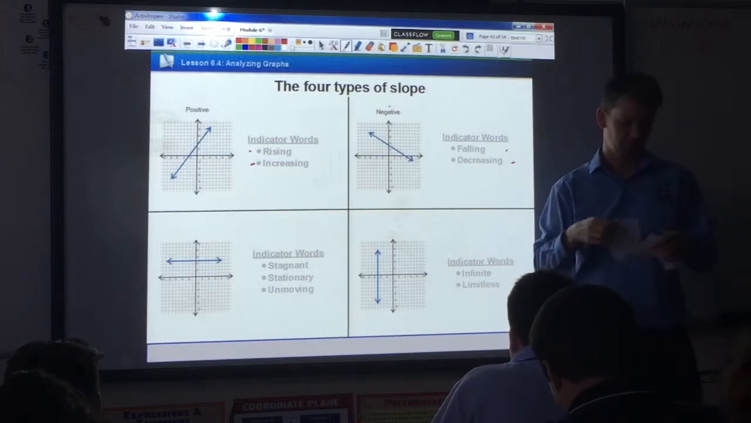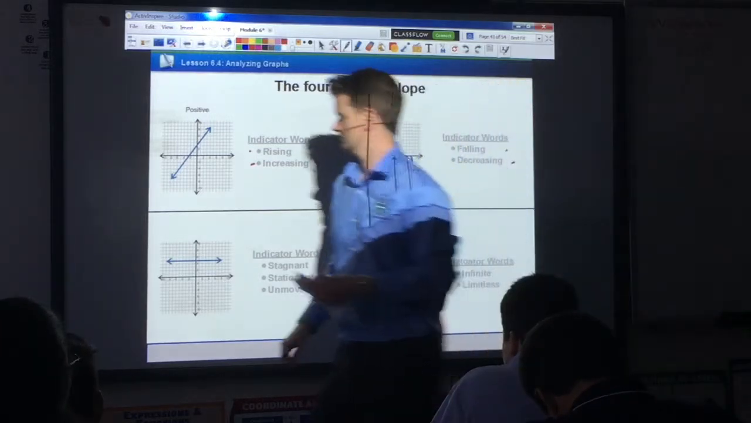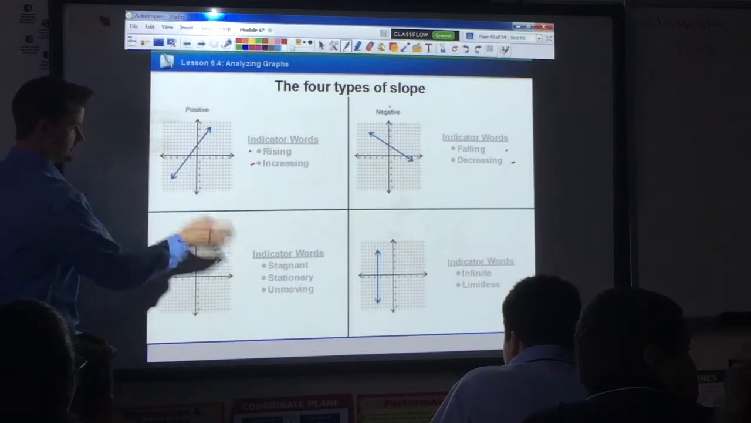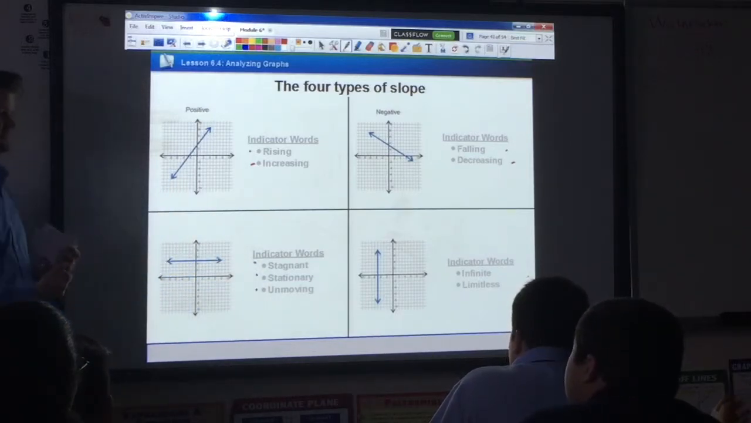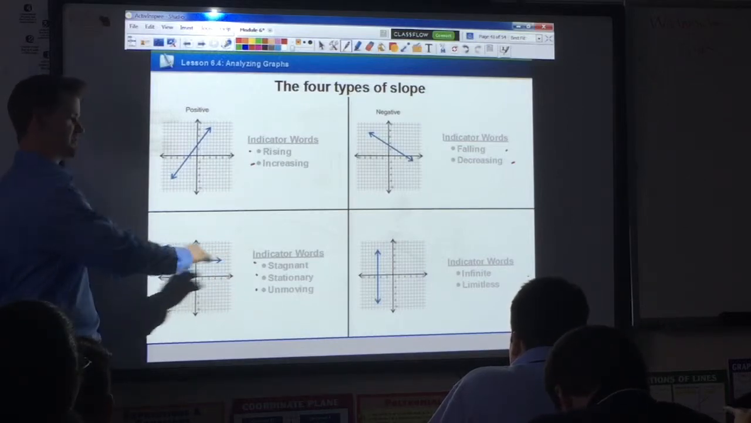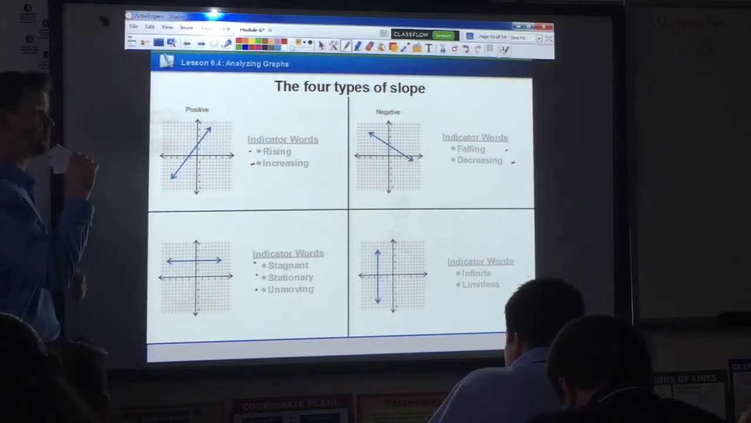Fiyama. I have a horizontal line here. Indicator words like stagnant, stationary, unmoving, or constant. Something like that would indicate this type of slope. Fiyama, what is it?